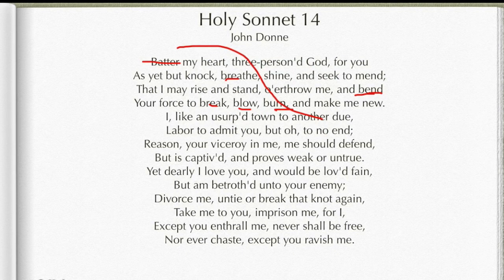And then he keeps going. I, like an usurped town to another do, labor to admit you, but oh, to no end.